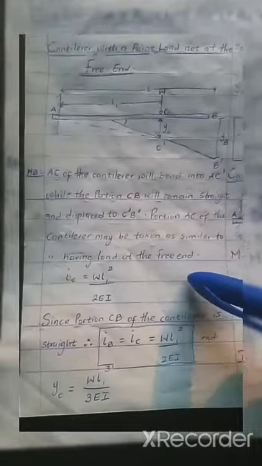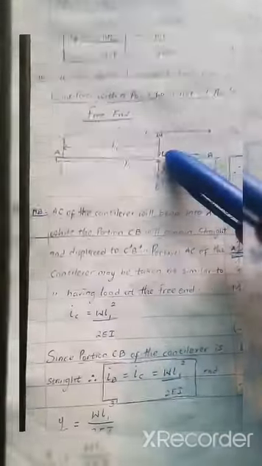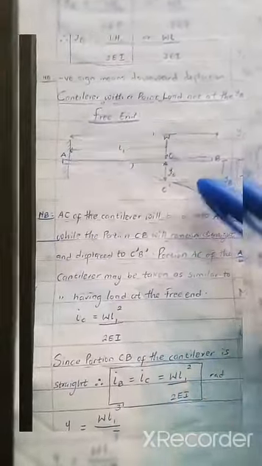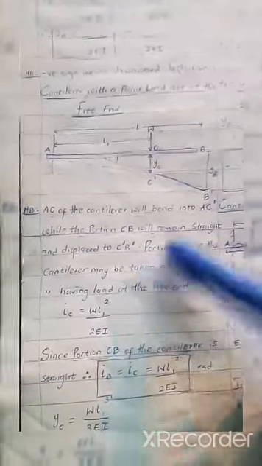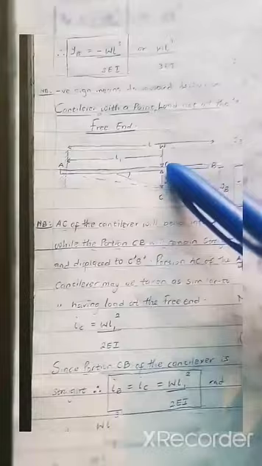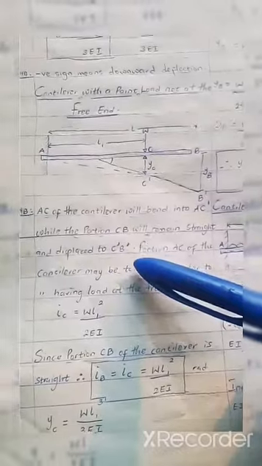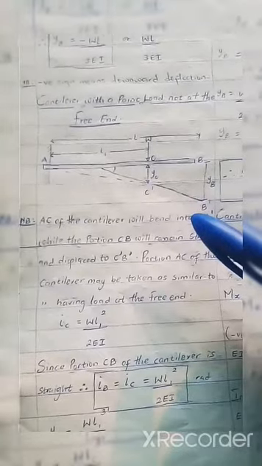So this is a small note I wrote out for explanation of the diagram. AC of the cantilever will bend into AC prime, while the portion CB will remain straight and be displaced to C prime B prime. So portion AC of the cantilever may be taken as similar to a cantilever having load at the free end. And in our last class we did cantilever with point load at the free end.